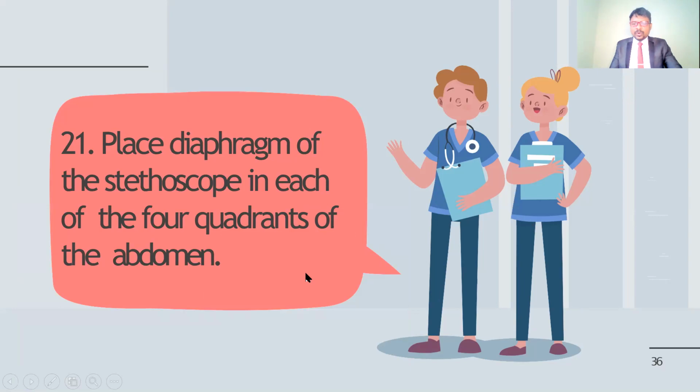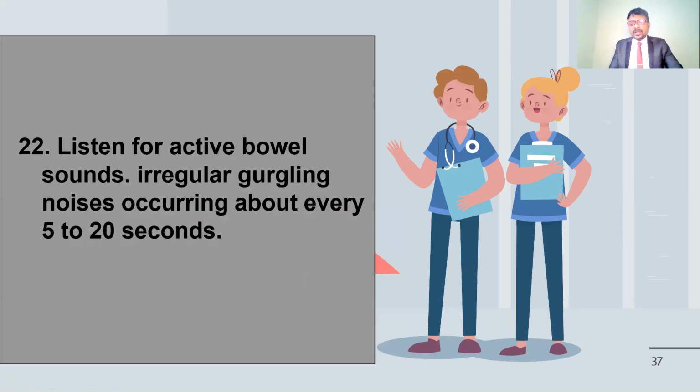We already know the four quadrants of the abdomen: right upper quadrant, left upper quadrant, right lower quadrant, and left lower quadrant. If you divide the abdomen into four directions, it has right upper and right lower, and also left upper and left lower. So you divide it into four sections.